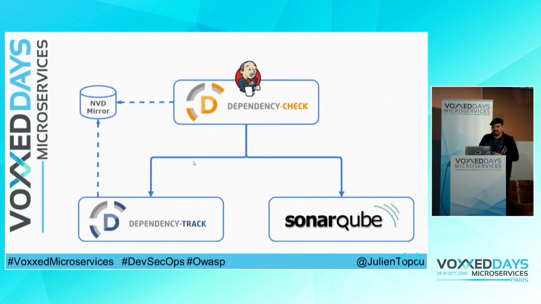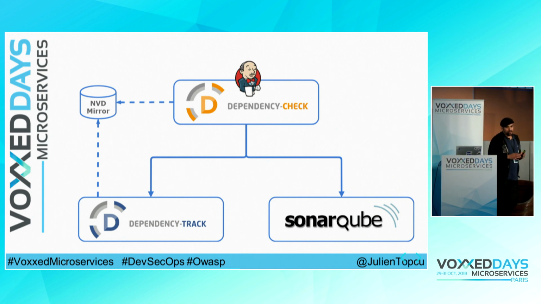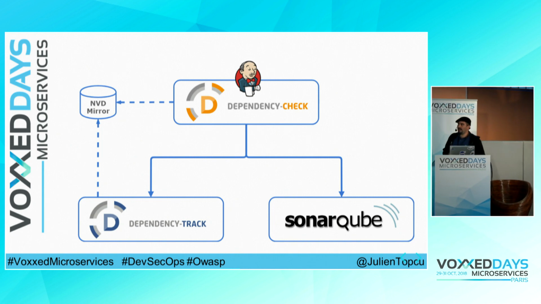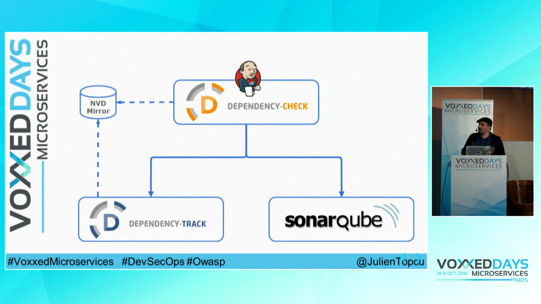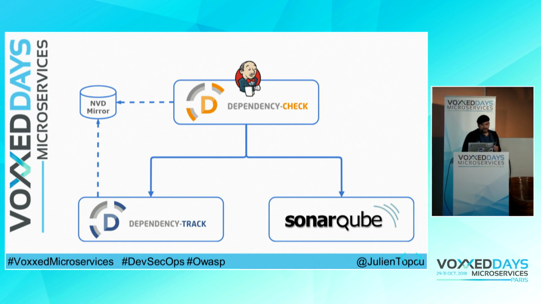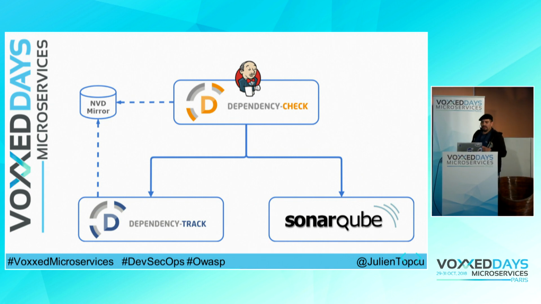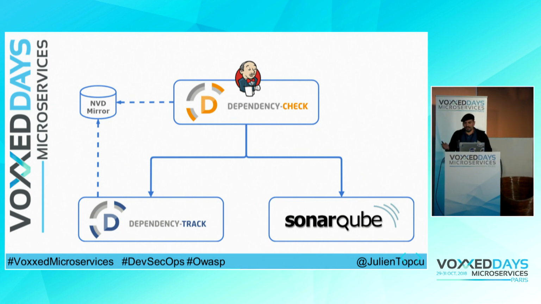So now we will see how to find them and track them in our application. OWASP is providing two open source tools. Their names are Dependency Check and Dependency Track. Dependency Check exists in several forms, but here we will see only the Jenkins plugin.